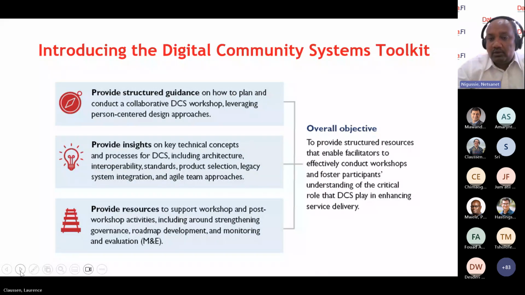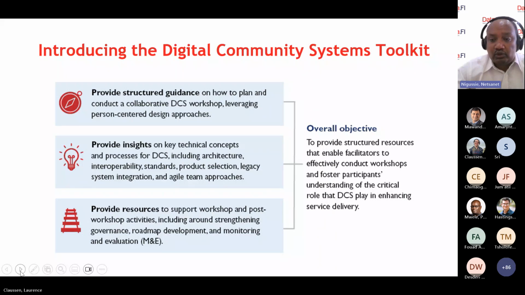Yes, to start from the key objectives of the toolkit, it's primarily designed to support countries or organizations interested in running multi-sectoral workshops aimed at designing digital community systems with a person-centered and integrated approach. Specifically, there are three main objectives, as you can see from the slide, that the toolkit seeks to achieve. First, it offers clear and actionable guidance to conducting collaborative workshops focused on a person-centered design approach for digital community systems.